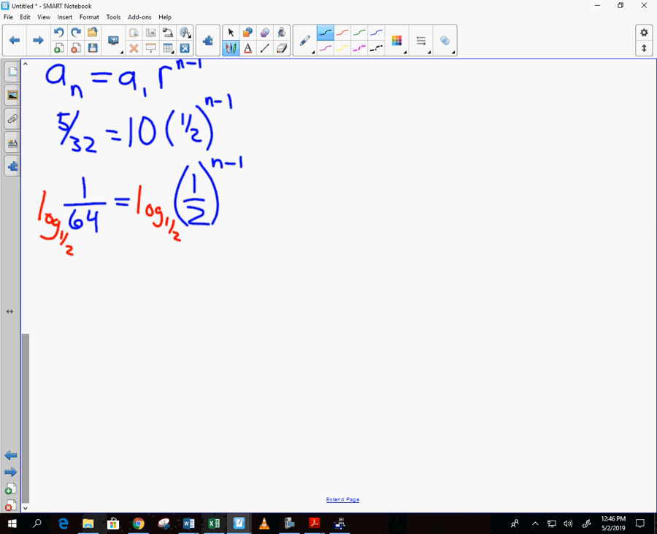All right. So look at the right hand side. Log base 1/2 of 1/2 cancels out. What are you left with? N minus 1. That was easy. Look at the left side. Log base 1/2 of 1/64.